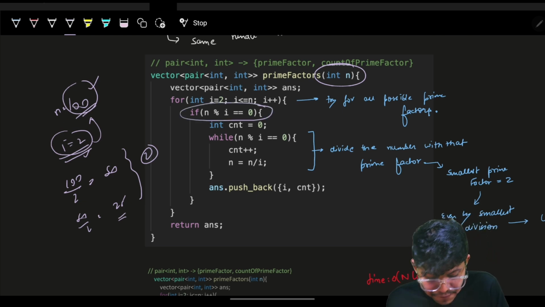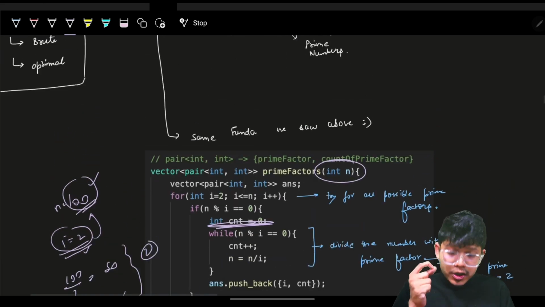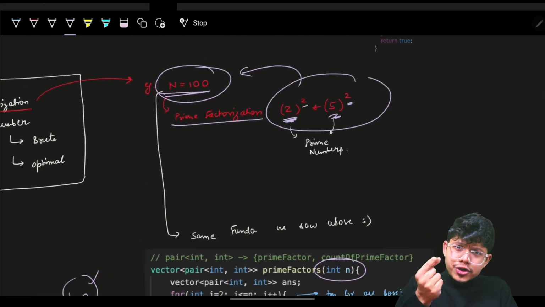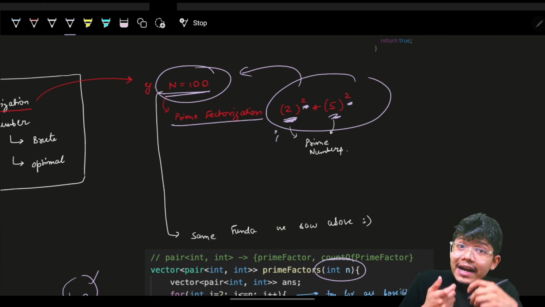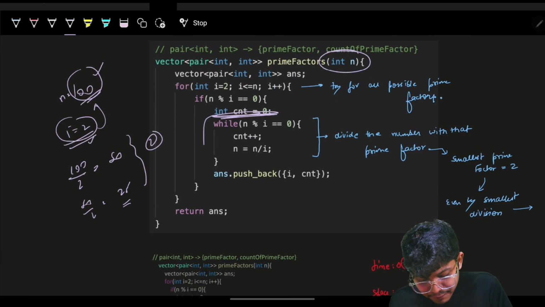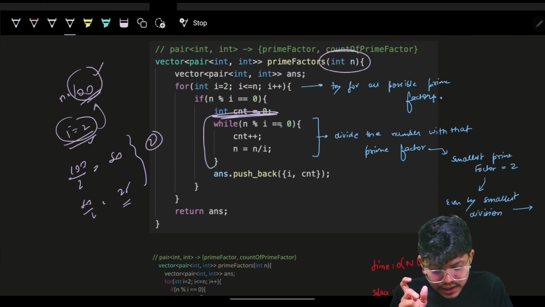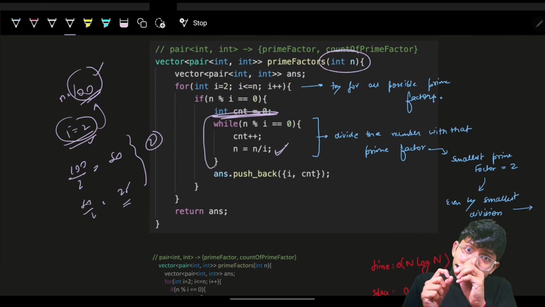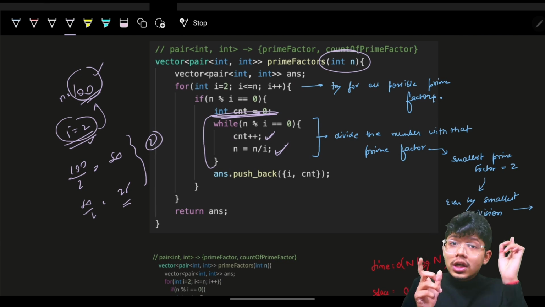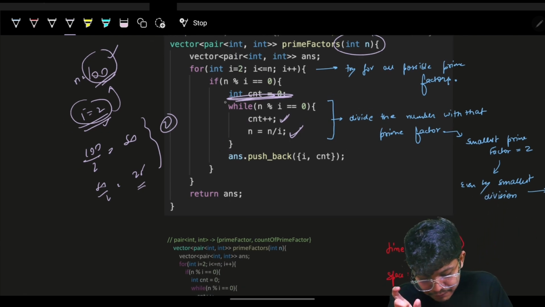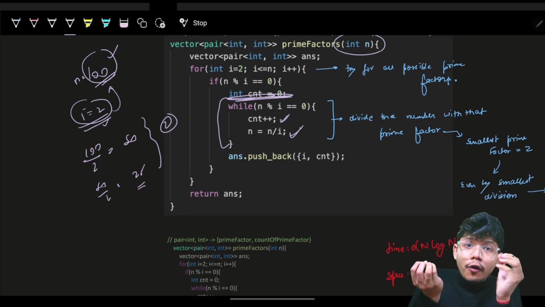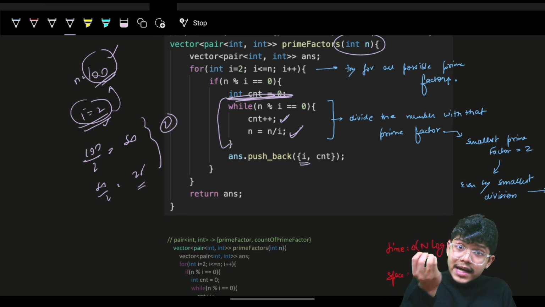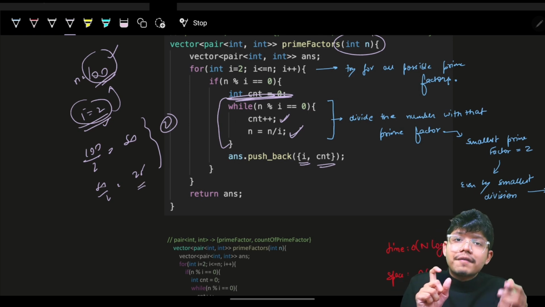So what I did was, if n mod i is 0, then you also have to get the count. Because if you remember, the prime factor is i, but you also get the count, which is how many times that prime factor divides my number. So while n mod i is equal to 0, simply keep on dividing that number by i and keep on incrementing your count. Ultimately, when you have done the entire division, which means the entire n is exhausted of the number i, simply push back i, which is the prime factor, and the count of that prime factor.